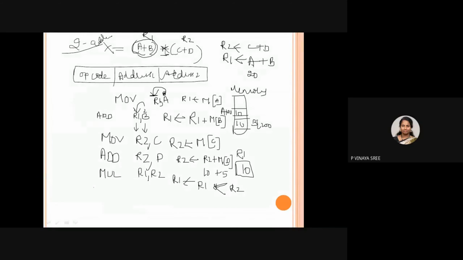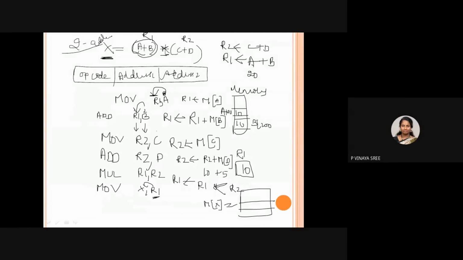Next step is what? We need to store the result in X. For that, what do we need to do? Move operation. Yes, very good. So we need to write move. Move R1 comma X or X comma R1? X comma R1. Yes, X comma R1. We have the result in R1, and this has to be stored inside X so that it goes to the memory location M of X. The result will be stored in that particular location.